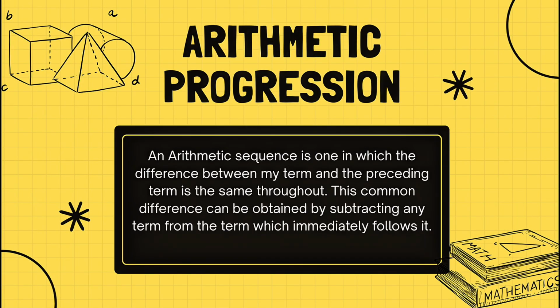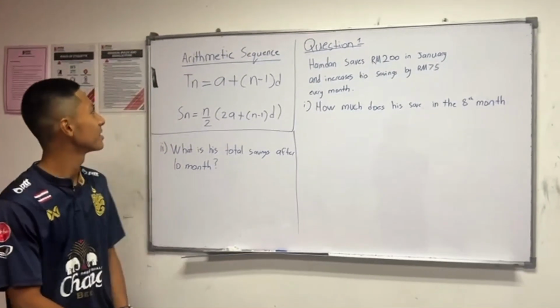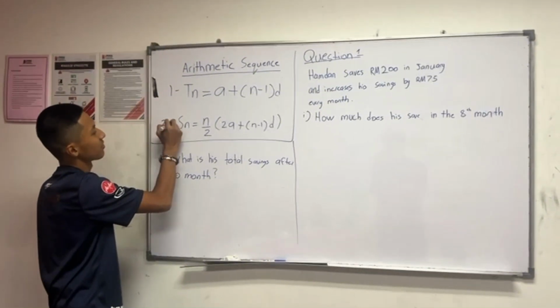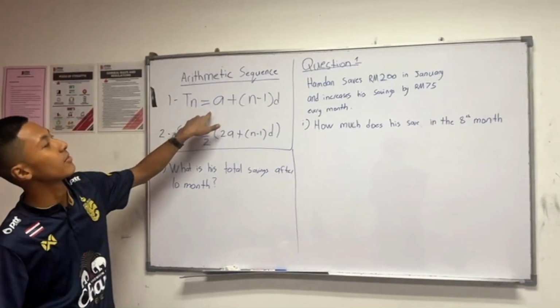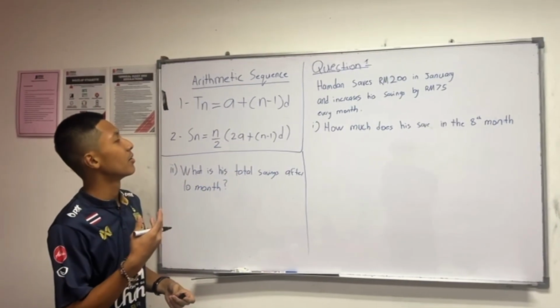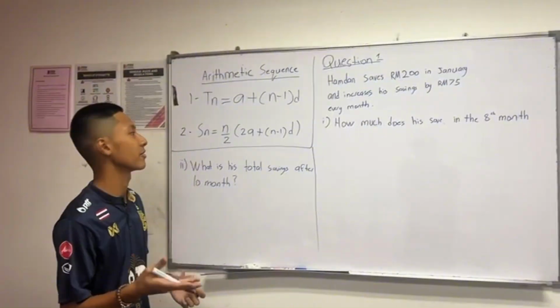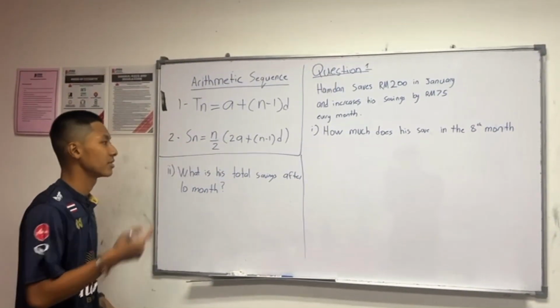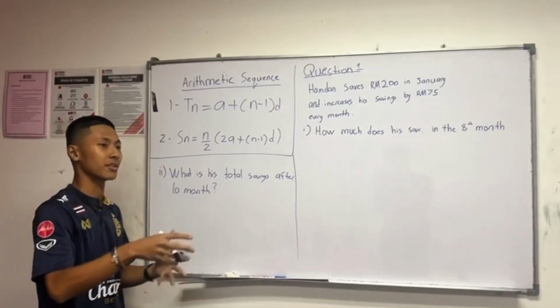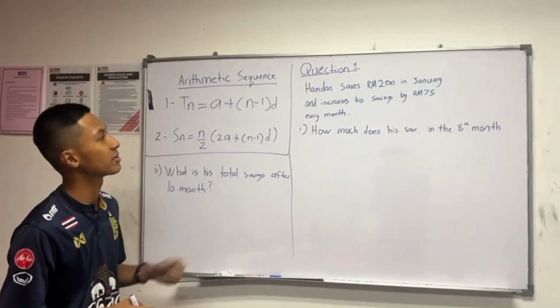An arithmetic sequence is one in which the difference between any term and the preceding term is the same throughout. This common difference can be obtained by subtracting any term from the term which immediately follows it. So I will talk about arithmetic sequence. There are two formulas, 1 and 2. The first formula is for finding a specific term, like the other terms and so on. The second one is Sn, which is for the total. Okay, so we move on to question 1.